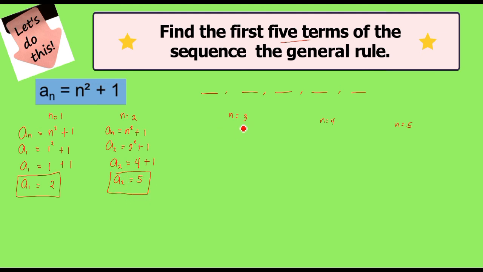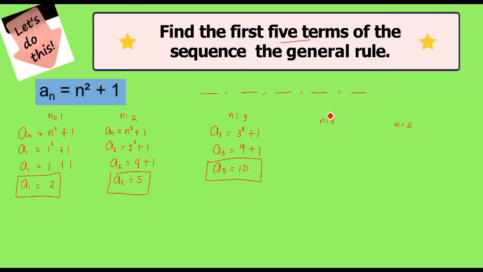Next, when n equals 3. So, a sub 3 equals, pwede nang dumiretso tayo ha, 3 squared plus 1. So, yun din po naman yung given formula niya or general rule. So, magiging a sub 3 equals 3 squared is 9. Ibig sabihin, 3 times 3. Hindi 3 times 2, ha? That is 3 times 3. So, 9 plus 1. And 9 plus 1 equals 10.